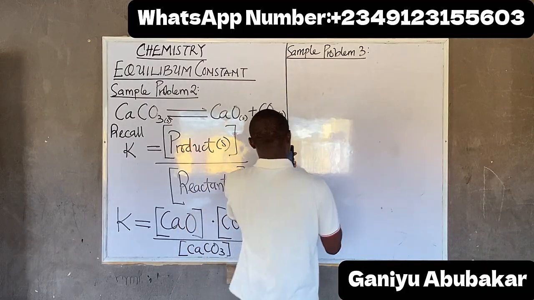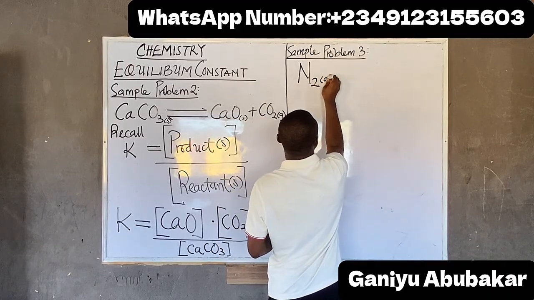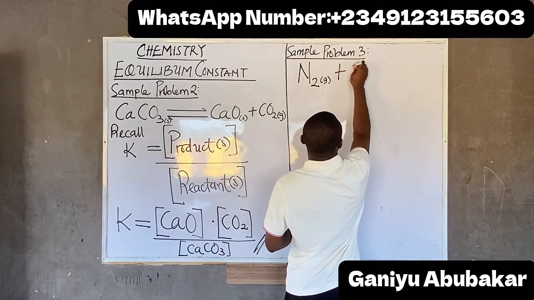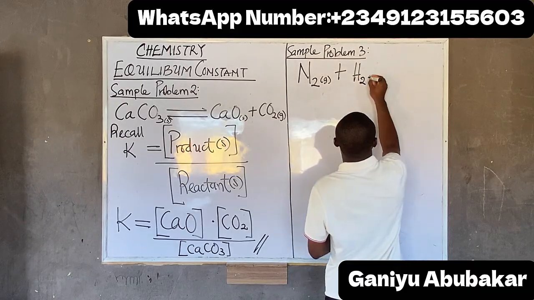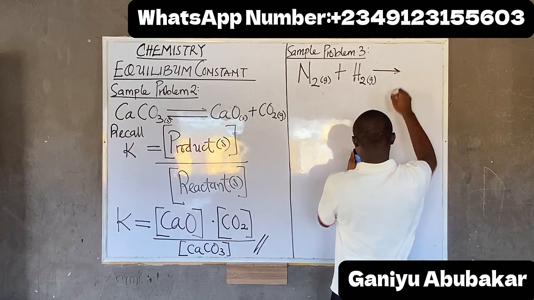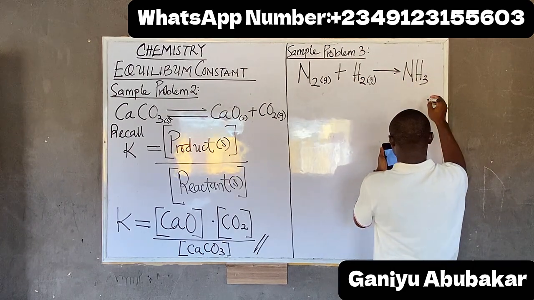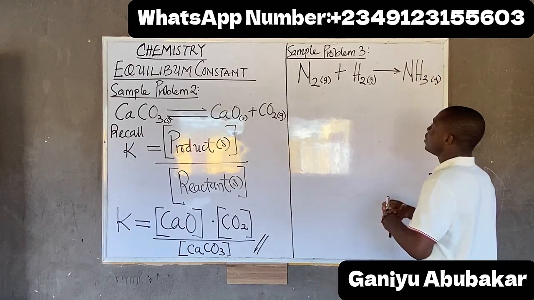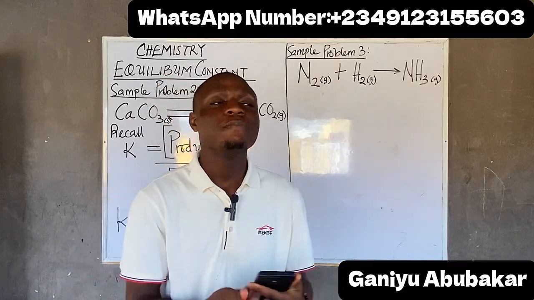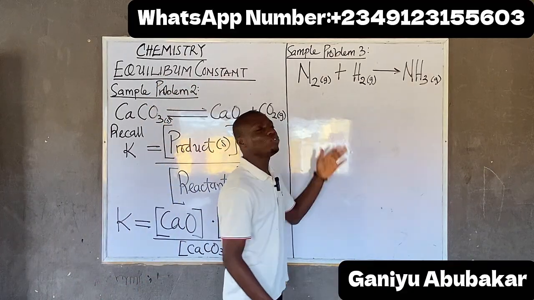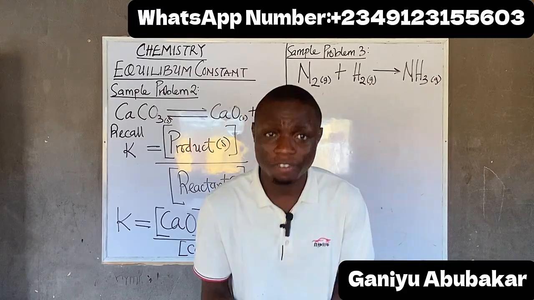In this case the equation is N2, in gaseous state, plus hydrogen, H2, in gaseous state, to give a product of ammonia, NH3, in gaseous state. This is your chemical equation given. Please don't forget, before you find K, don't just jump and look for K. Ask yourself, is this equation balanced first?